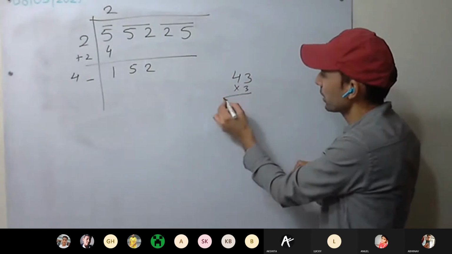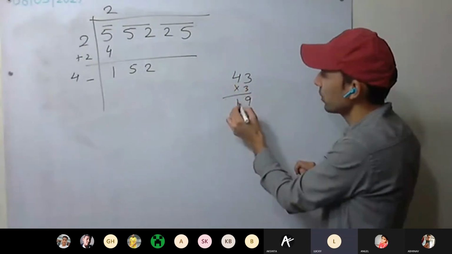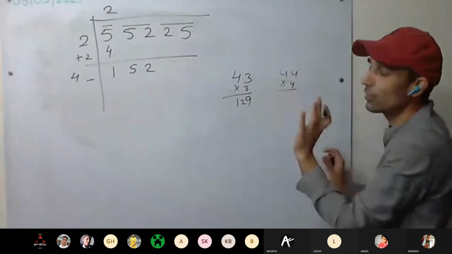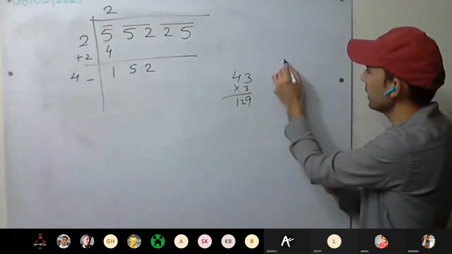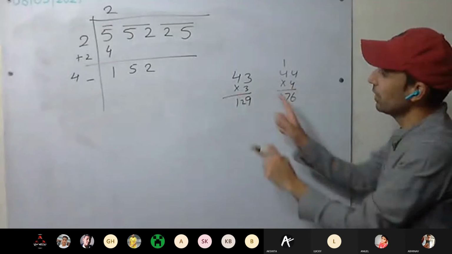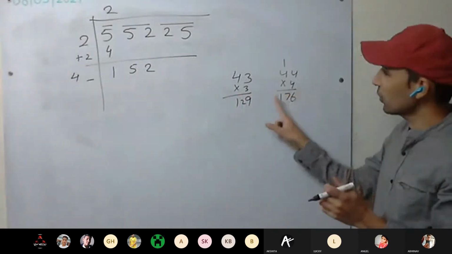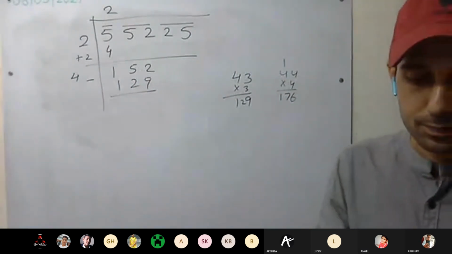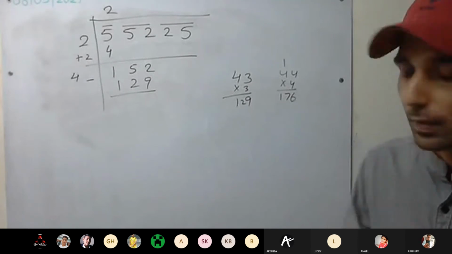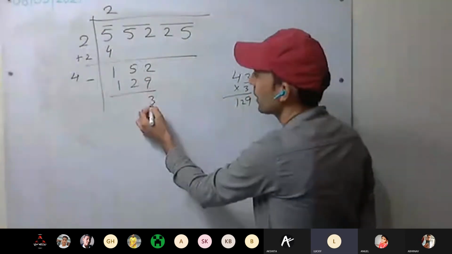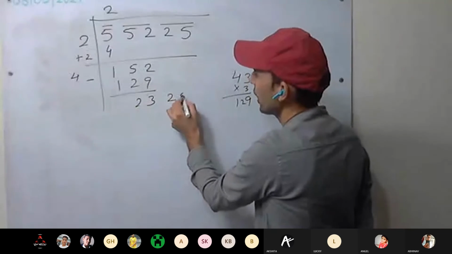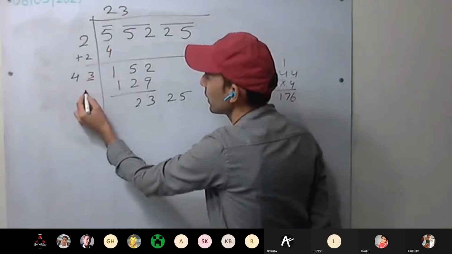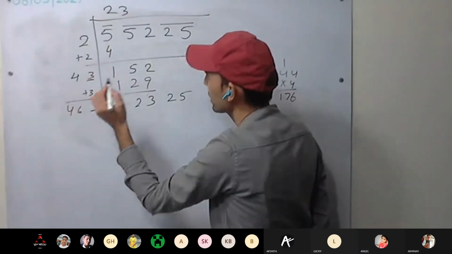43 into 3. How much? 129. For safety purpose, you can check for 4 as well. 4 4 16, 1 4 4 16, 176. More than, so 3 will go. 129. Subtract them and tell me fast. How much did you get? 12, 12, 3, 2, 2, 2, 3. 2, 5. And here, how much do we have to write? I forgot to write 3. 3 plus 3, 46. Find this digit.